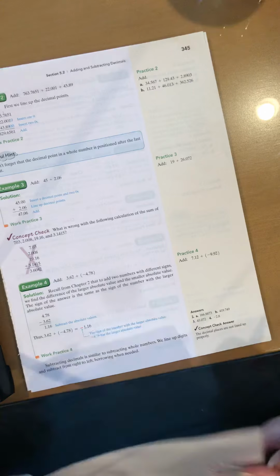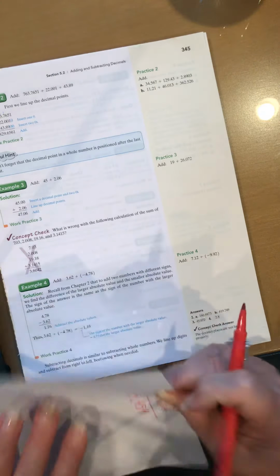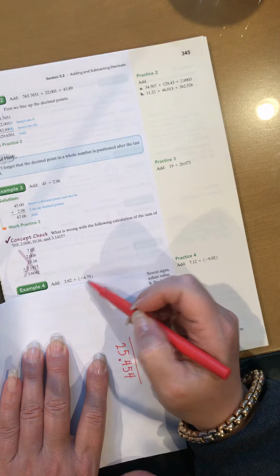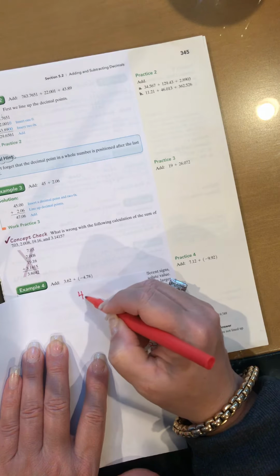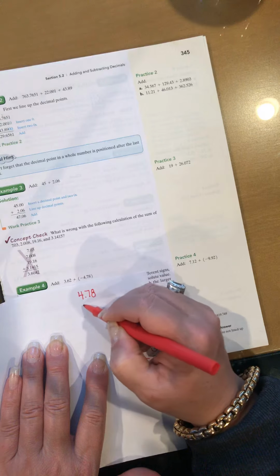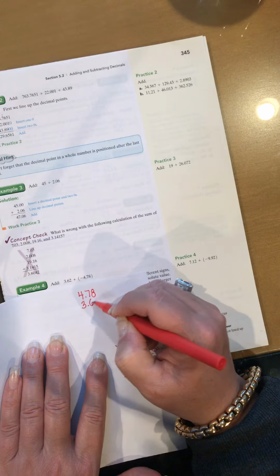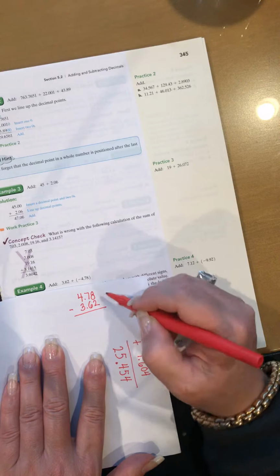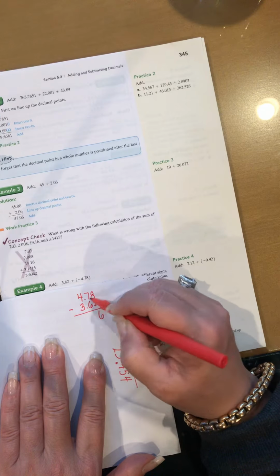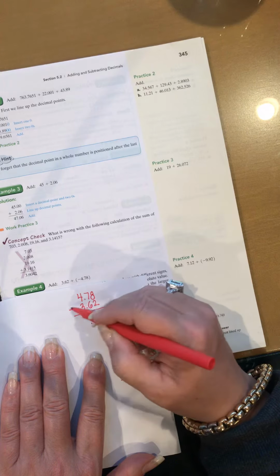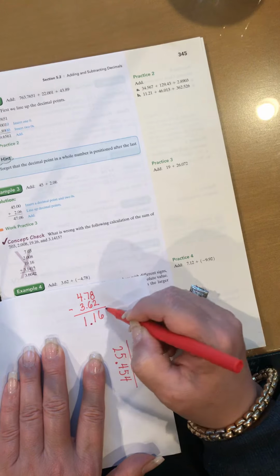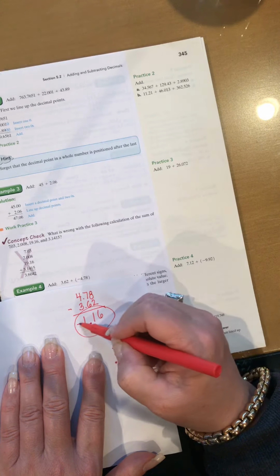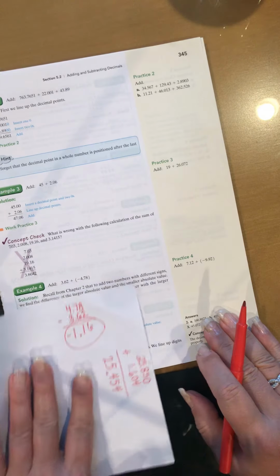Example number 4. How do you add when you have a positive and a negative? So if you look at your two numbers, when you have a positive and a negative, we learned that you take your two numbers and you're basically subtracting them. So put the bigger number on top. You're subtracting these two. And 8 minus 2 is 6. 7 minus 6 is 1. Put your decimal. 4 minus 3 is 1. Now, the answer is 1.16, and it's going to be negative because you have more negative than positive. So negative 1.16.